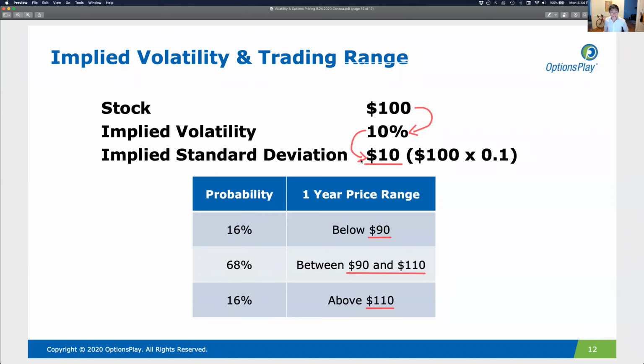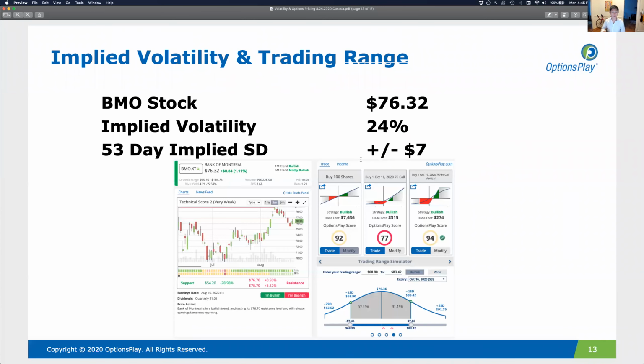So let's put this in actual practice, because when we're trading options, we're rarely trading options that expire in 1 year. So we don't necessarily want to know what the expected range over the 1 year is. We might want to know what the expected range over the next 30 days is, or the next week, or the next 2 weeks, or whatever amount that you're trading with. But this is really how we start building the foundation of understanding expected trading ranges.